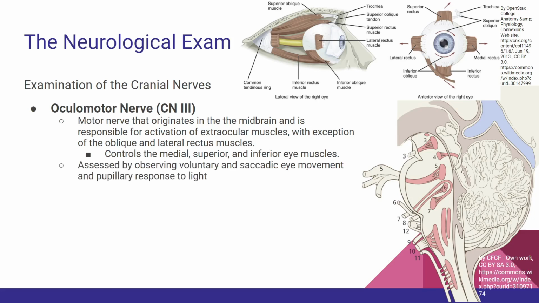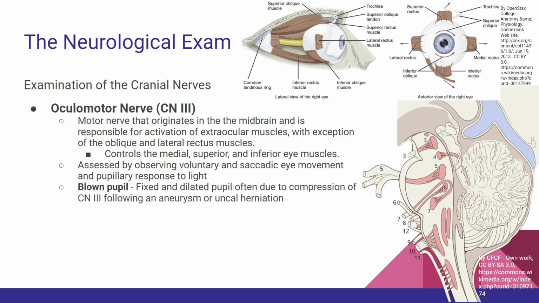And it's assessed by observing someone's eye movements, whether you're asking them to move their eye to look at specific things, or just the natural saccadic eye movements that someone will make as they're scanning a scene. And it's also assessed by evaluating whether someone's pupil constricts or dilates in response to a light being shone in the eye.